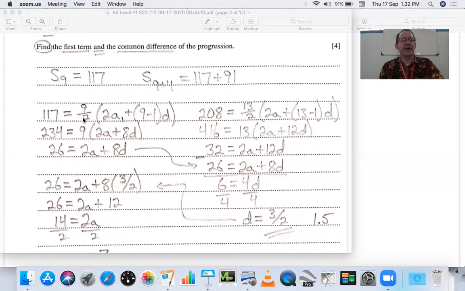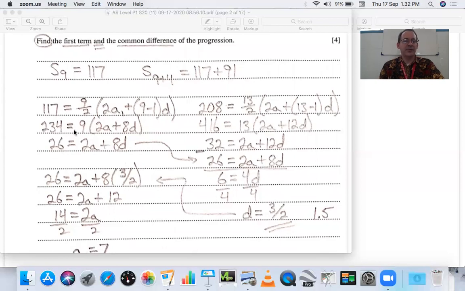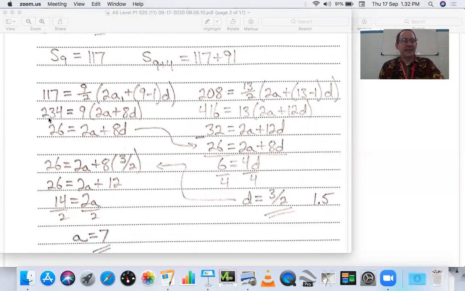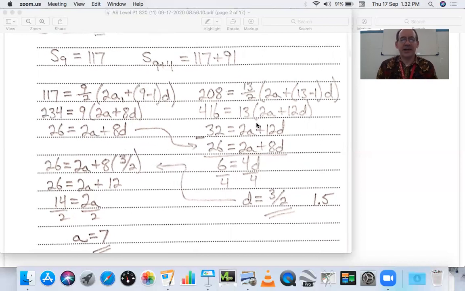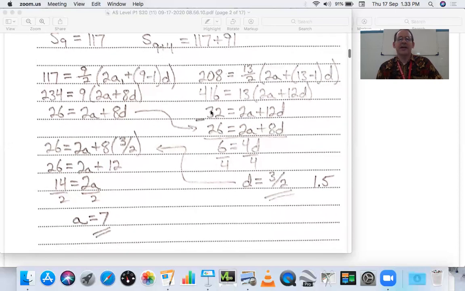As we simplify that out, I multiplied the 2 to the other side, got 234 equals 9 times 2a plus 8d, and then divided the 9 to the other side, and got 26 equals 2a plus 8d. If we work the other equation, 117 plus 91 adds up to 208. This now, 9 plus 4, is the 13th term, or sum of the first 13 terms. So 13 divided by 2 times 2a plus n minus 1 times d, where n is 13. Multiply the 2 to the other side, 416 equals 13 times 2a plus 12d, and divide the 13 to the other side, 32 equals 2a plus 12d.